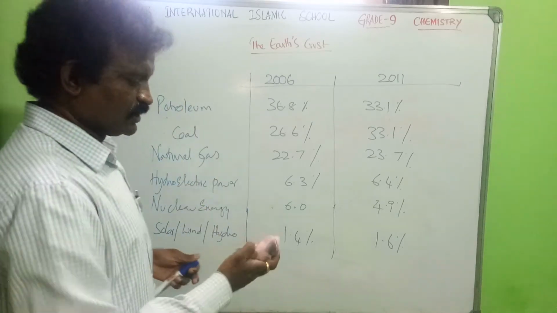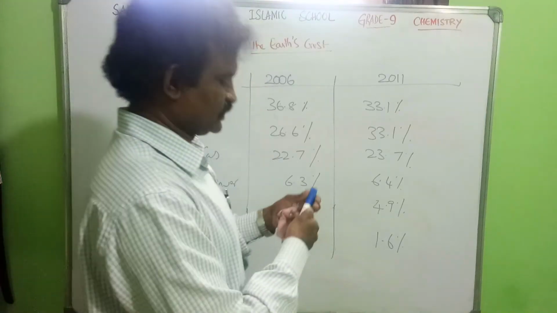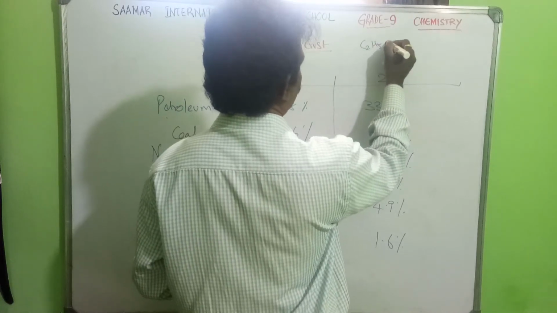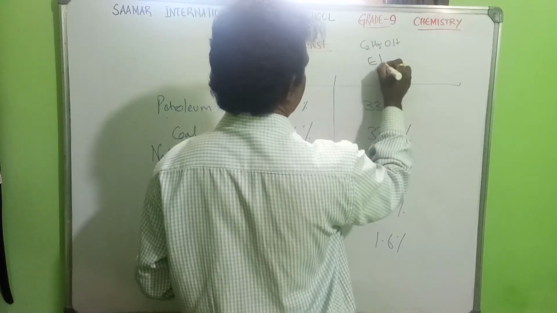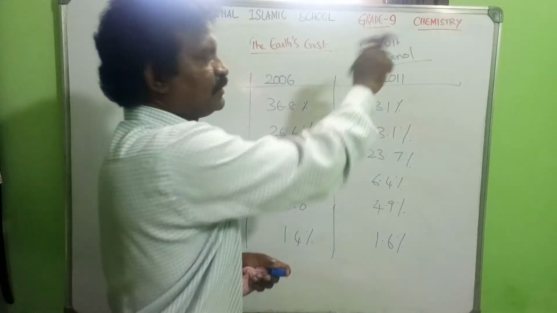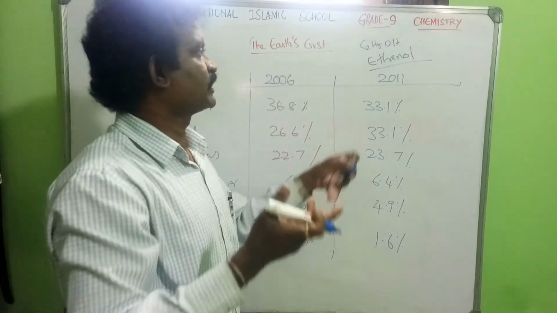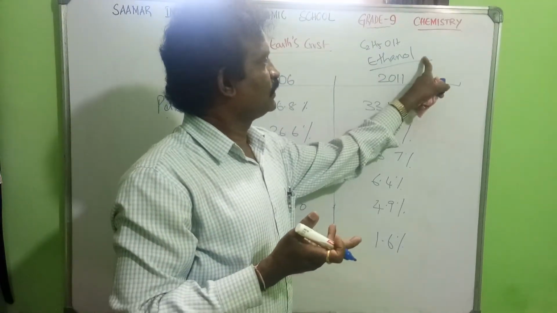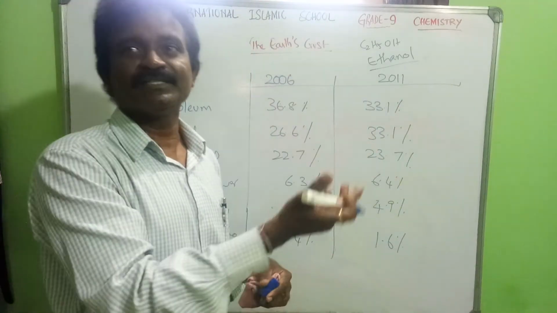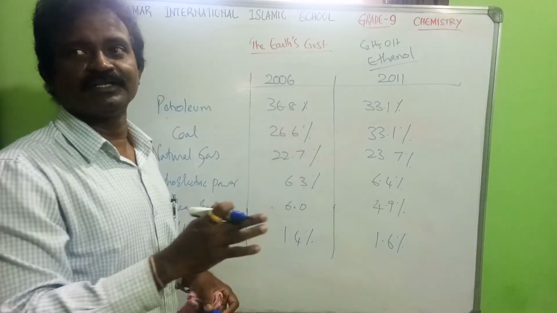Now, if you see Brazil, they are using ethanol. You know what is ethanol? Alcohol. C2H5OH, ethanol. This ethanol is an alcohol. They mix different flavors and they call it whiskey, brandy, and all this goes in the market. But here, this ethanol is getting converted. They are using ethanol as a fuel for cars, two-wheelers, three-wheelers.